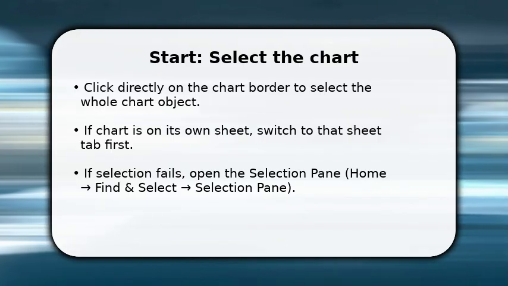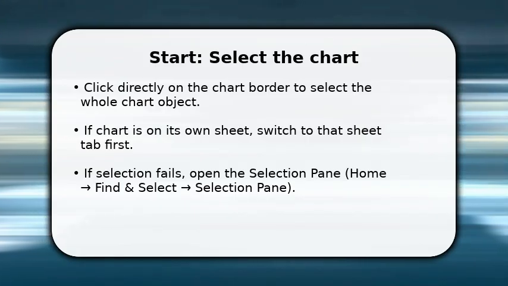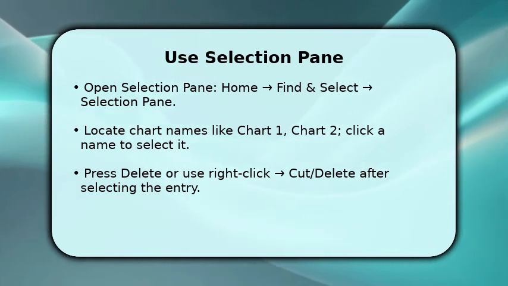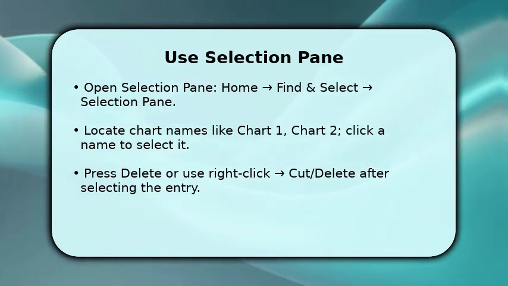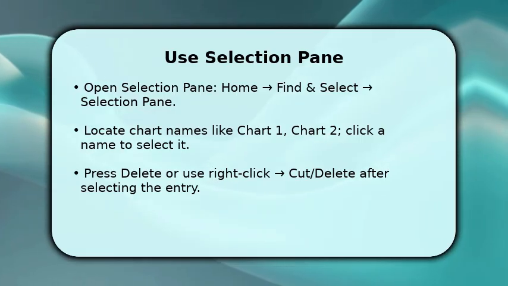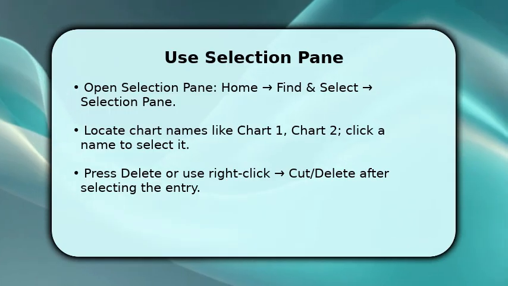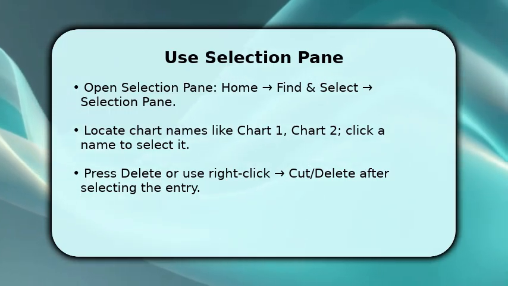If you cannot click the chart, use the selection pane to find and select the object before deleting it. You use the selection pane when charts are hard to target or hidden behind shapes. Open Home, Find and Select, then Selection pane. Once the pane is visible, click the chart name such as Chart 1 to select it. The corresponding object highlights on the sheet so you can be sure you have the right item.